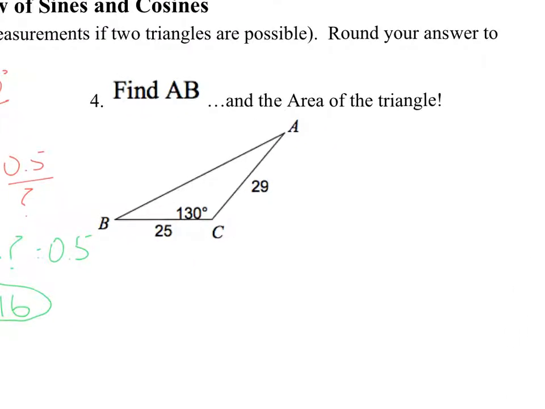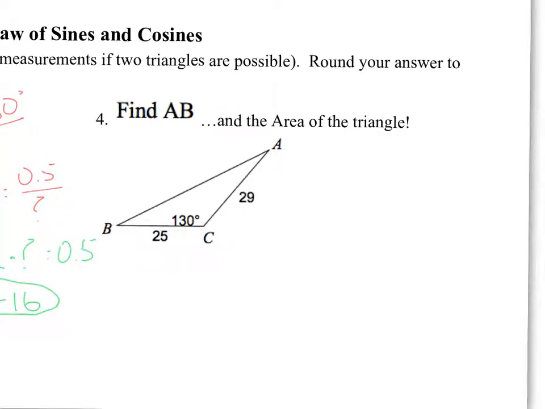For triangle ABC, we've got to find both the area and side AB. I'm going to look first to see if I have any opposite pairs. C, no. Let's see if I can make a terrible bone-shaped thing. B, I don't actually have both pieces. Same with A. So it looks to me like I'm probably going to have to use law of cosines for this.